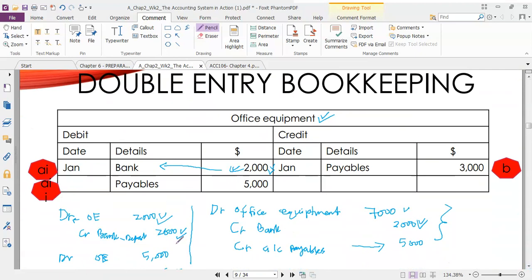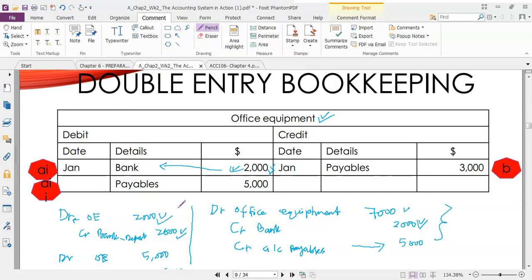Okay, lepas tu kita ada lagi baki 5,000. Means that another 5,000 we owed to the supplier. It means that kita berhutang dengan supplier. Lagi 5,000 kita dah bayar ke belum? Belum bayar lagi. Dia adalah obligation kita untuk bayar nanti. So that we call as debt. Debt, other names is account payable.